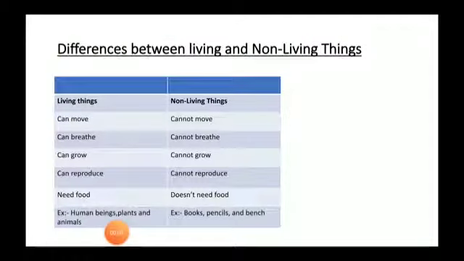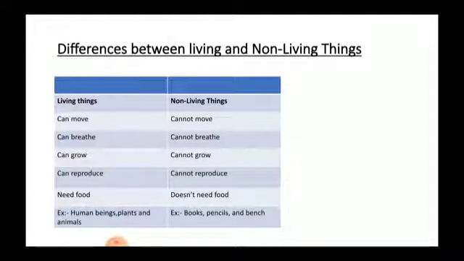Next would be the differences between living and non-living things. As we all discussed earlier, living things can move, living things can grow, reproduce, and require food. Now coming to the differences exactly, we have to jot down the points. First is living things, and then the next tabular column would be non-living things. See here in this slide you can see very clearly, living things can move. Exactly the opposite you need to write for non-living things. That is, non-living things cannot move.